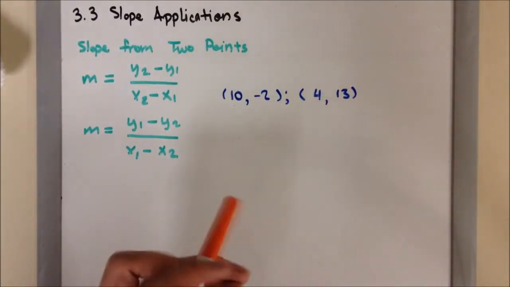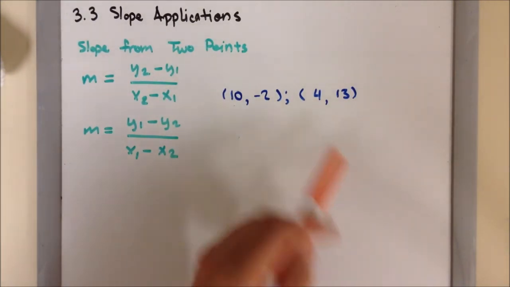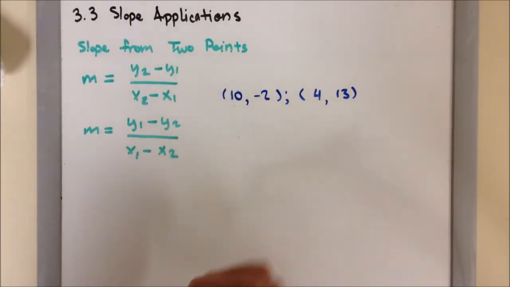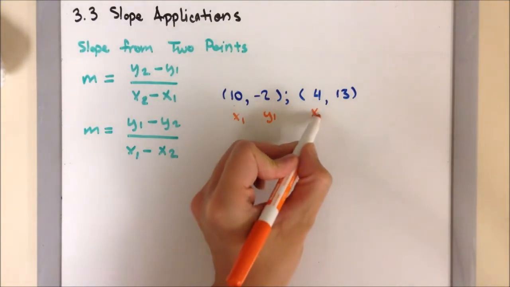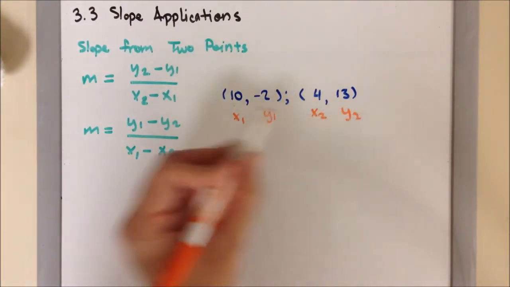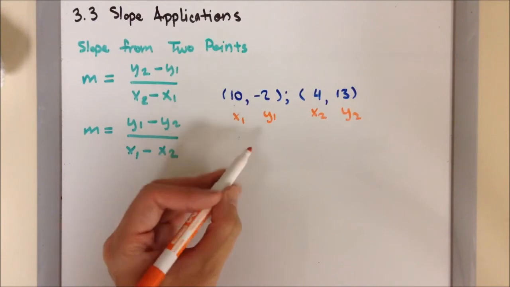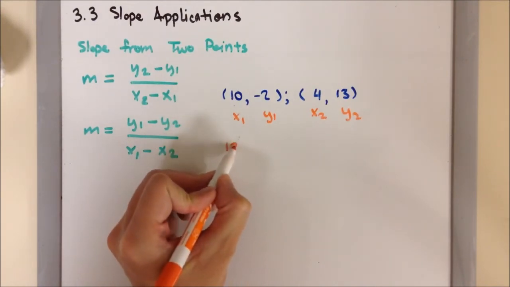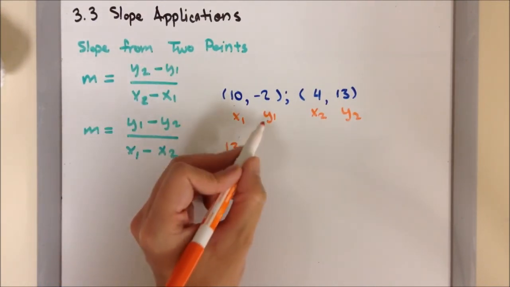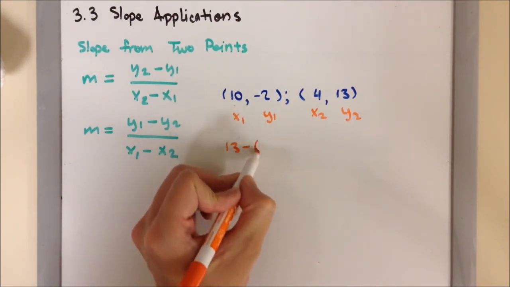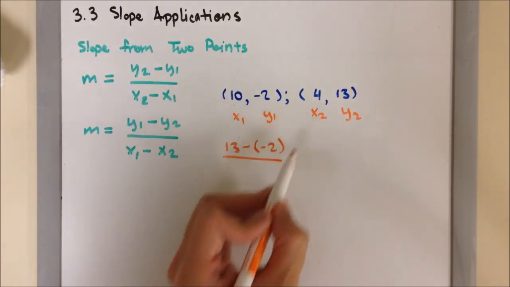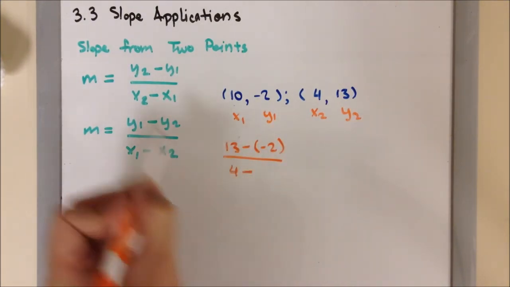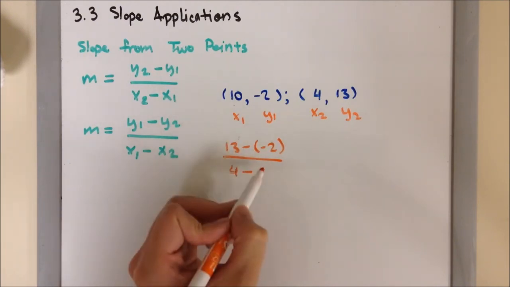In our third example, we have a first corner point 10, negative 2. Our second corner point is 4, 13. So I'm going to label my x1, y1, x2, y2. So I'm going to follow this formula. I'm going to set it up. So on top it will be 13 minus from the formula. Now since my y1 is negative 2, I'm going to put parentheses, negative 2, close parentheses, over my x2, which is 4, and then minus from the formula, and then x1, which is 10.